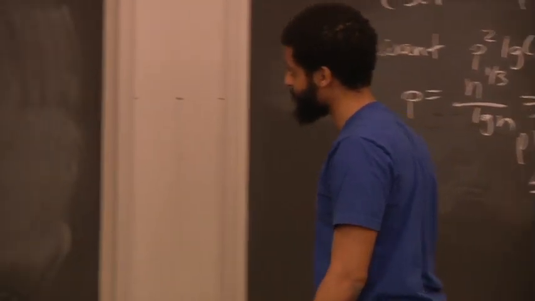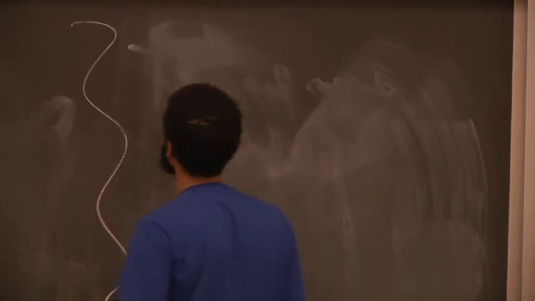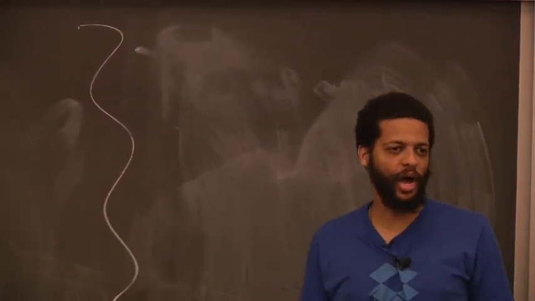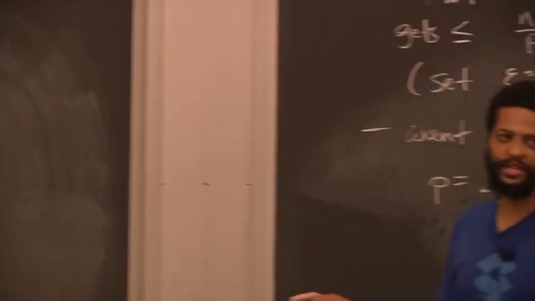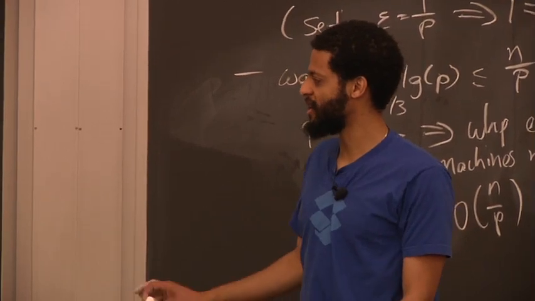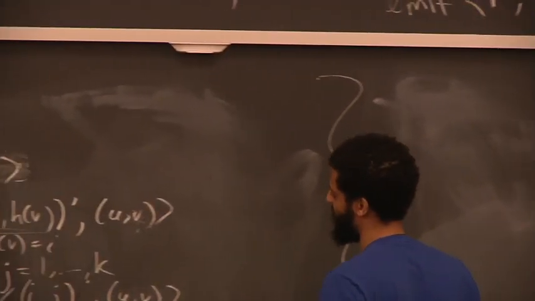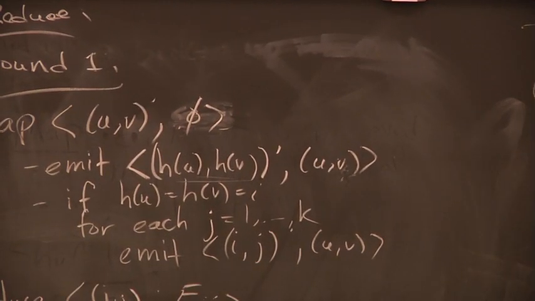So let me not write the round 2 reducer on the board. Now the question is, what can we prove about this algorithm? The correctness of this algorithm is pretty easy to establish. I'm not going to do that on the board. You can look at the paper if you want. But what about the resource requirements of this algorithm, the memory and the running time, et cetera?